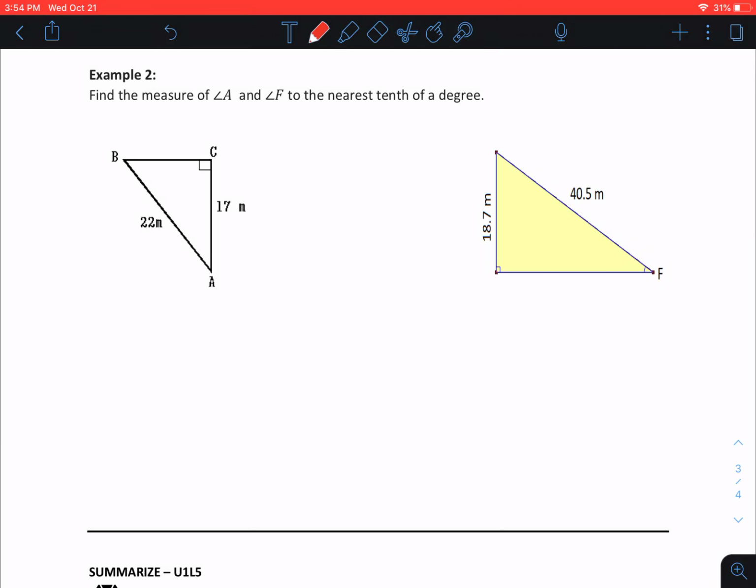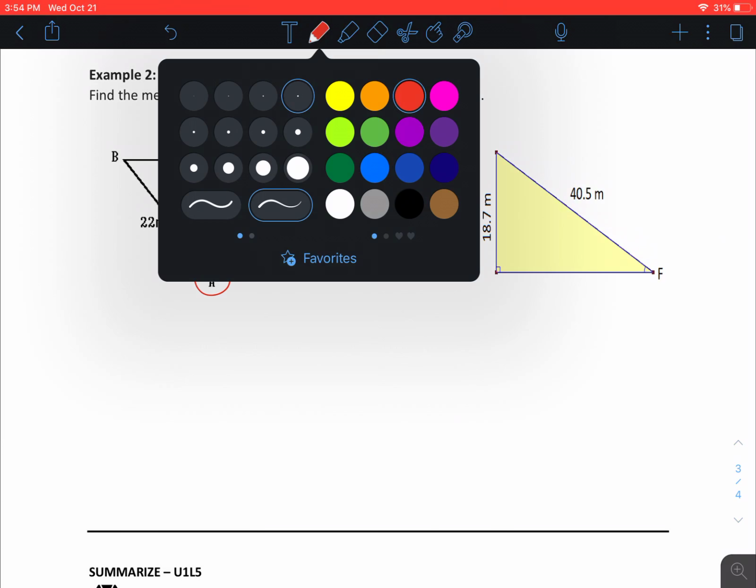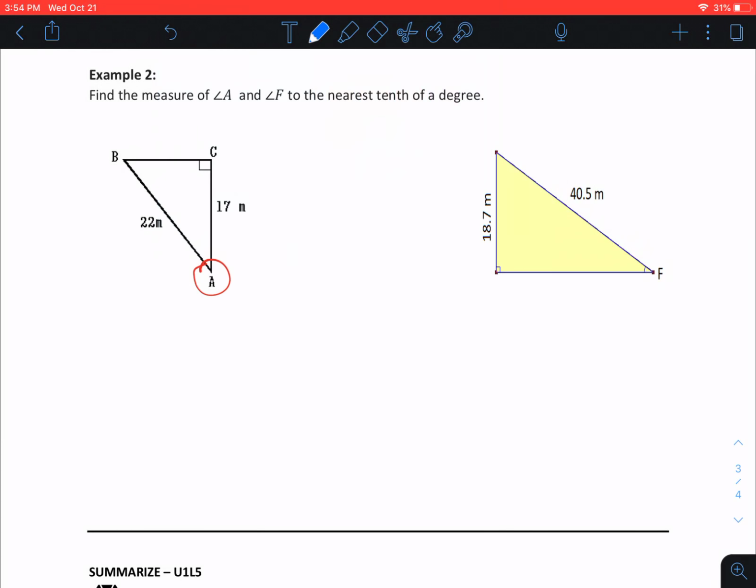Hi everyone, let's take a look at an example on how we can find the measure of an angle using the inverse trigonometric functions. So this first question is asking us to find the measure of angle A. So angle A is what we're going to be focusing on, and so I want to label my triangle relative to that angle. So the side across from it is the opposite. The side across from the 90-degree is always the hypotenuse, and the last one is going to be the adjacent.